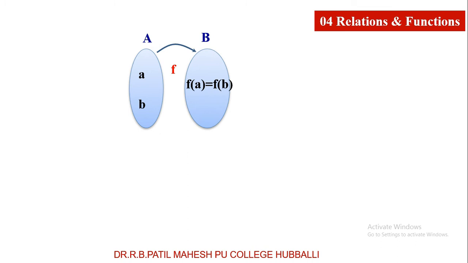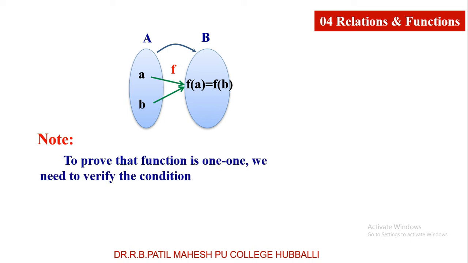Let me take a note here. F from A to B. A, B: the image of A is denoted by F of A, the image of B is denoted by F of B. Note, very important: to prove that the function is 1-1, we need to verify the condition. Whenever you want to prove the function is 1-1, you need to verify the condition. That is, if F of A is equal to F of B, then A must be equal to B. When images are equal, elements are also equal.